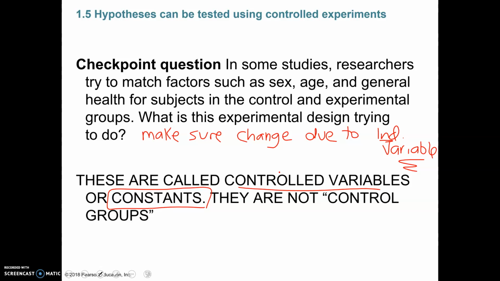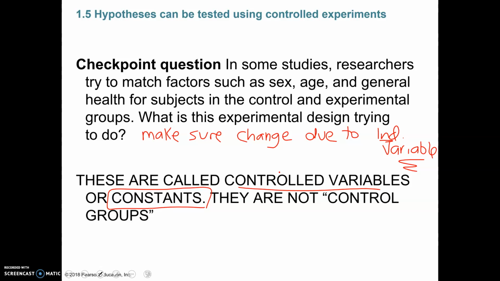Why would they do that? And the answer is because those are called controlled variables or constants. They're trying to make sure that any change they see, like if the drug is supposed to, let's say, make them taller, we want to know if they get taller, is it specifically because of the drug or is it because of something else in their environment?